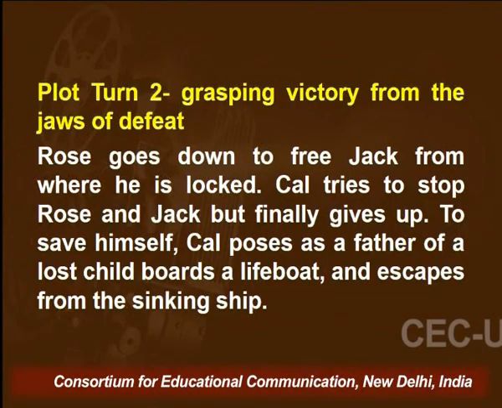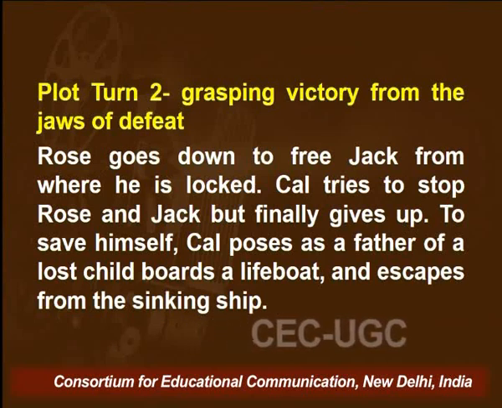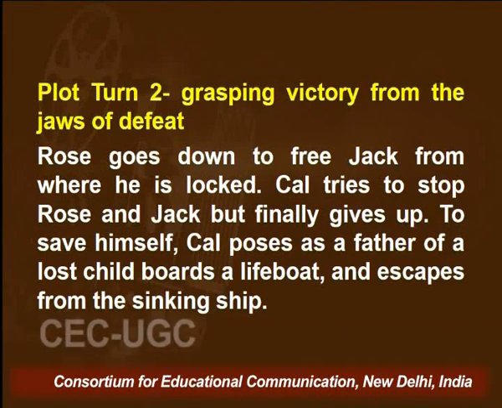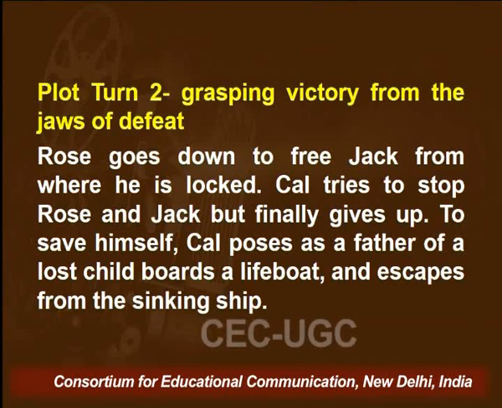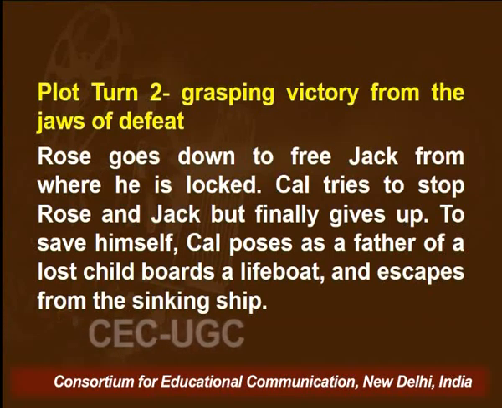Now in terms of plot turn 2, which is like grasping victory from the jaws of defeat, Rose goes down to free Jack from where he is locked. Now Carl tries to stop Rose and Jack, but finally gives up. To save himself, Carl poses as the father of a lost child. He comes on board a lifeboat and escapes from the sinking ship. We'll be talking about it more. Thank you very much.